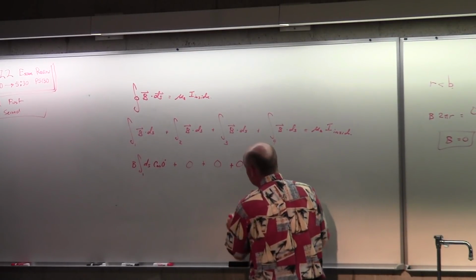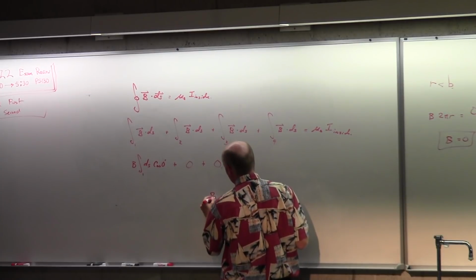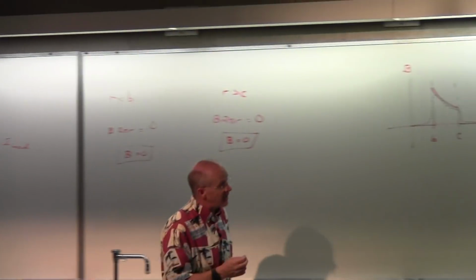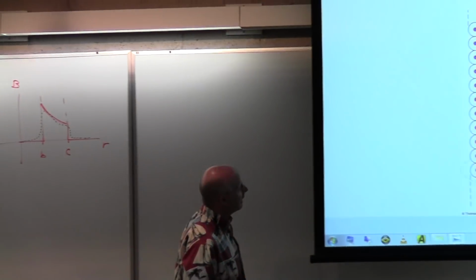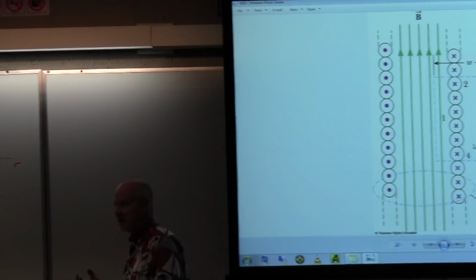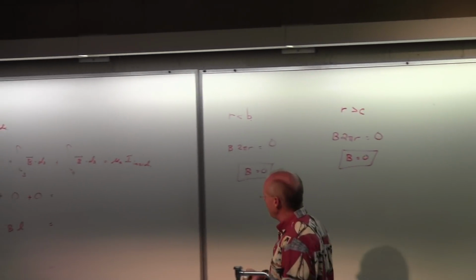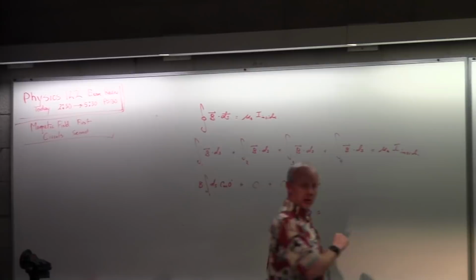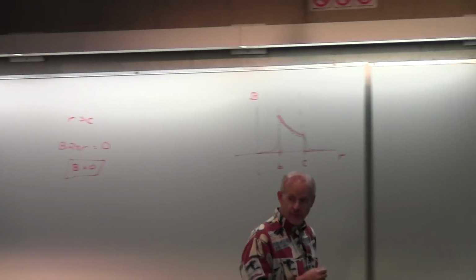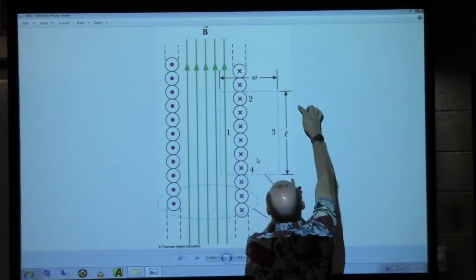And so the left-hand side of the equation becomes B times L. My definition of L is the length of wire number 1, and that's what they show there. So there's the Amperean loop. Then I go to the other side of the equation. The L is the length of this side right here.